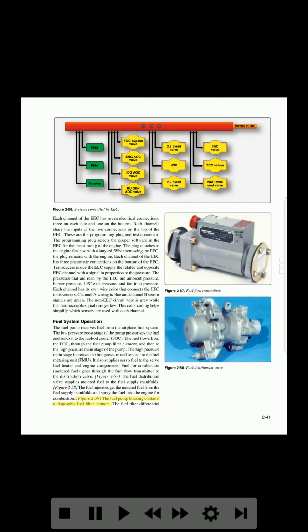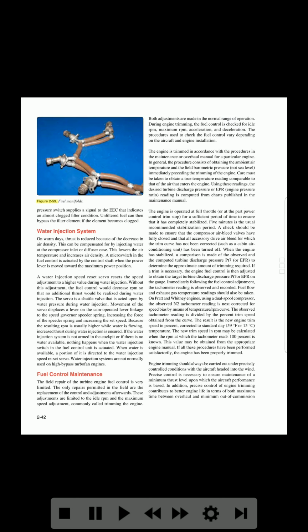The fuel pump housing contains a disposable fuel filter element. The fuel filter differential. Figure 2-57. Fuel flow transmitter. Figure 2-58. Fuel distribution valve. 2-41. Figure 2-59. Fuel manifolds. Pressure switch supplies a signal to the EC that indicates an almost clogged filter condition. Unfiltered fuel can then bypass the filter element if the element becomes clogged.